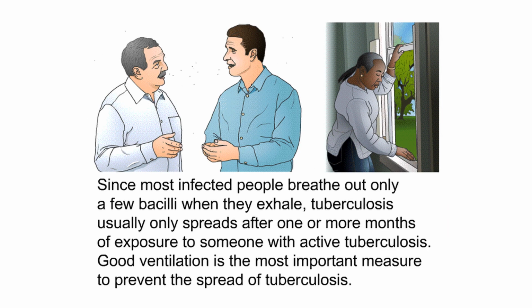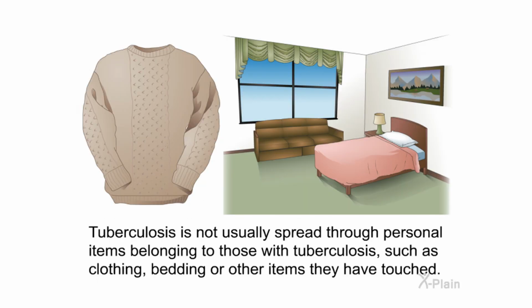Since most infected people breathe out only a few bacilli when they exhale, tuberculosis usually only spreads after 1 or more months of exposure to someone with active tuberculosis. Good ventilation is the most important measure to prevent the spread of tuberculosis. Tuberculosis is not usually spread through personal items belonging to those with tuberculosis, such as clothing, bedding, or other items they have touched.